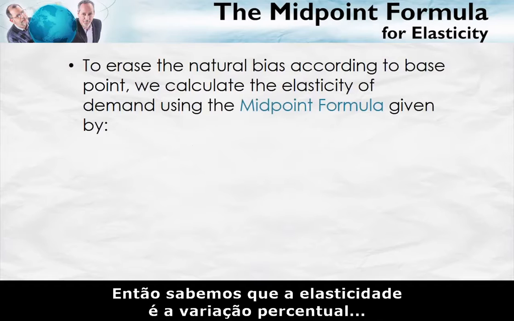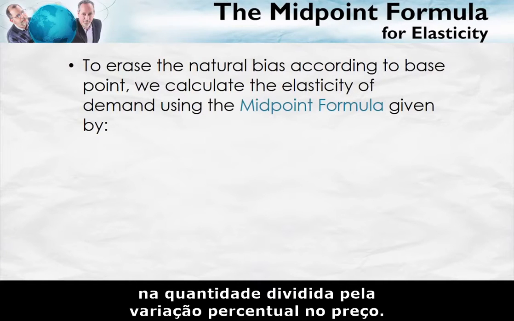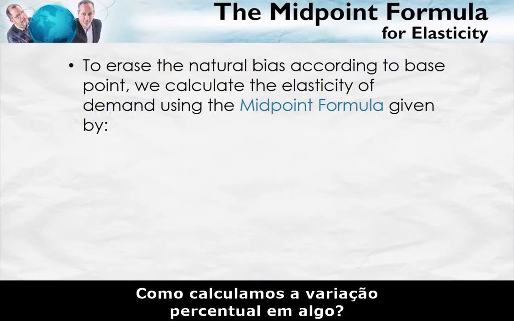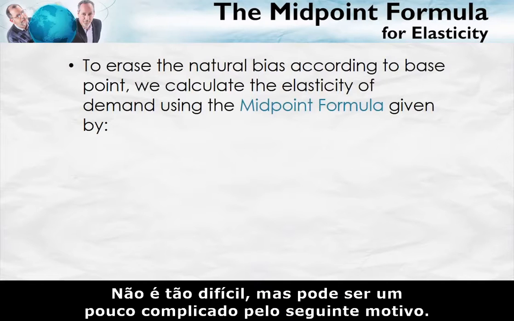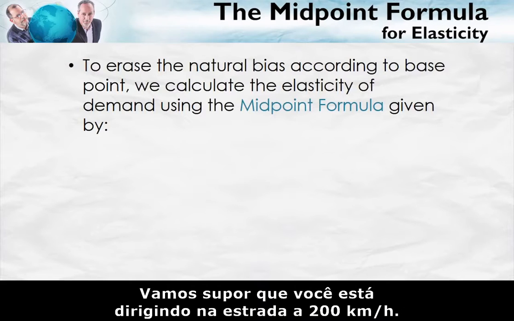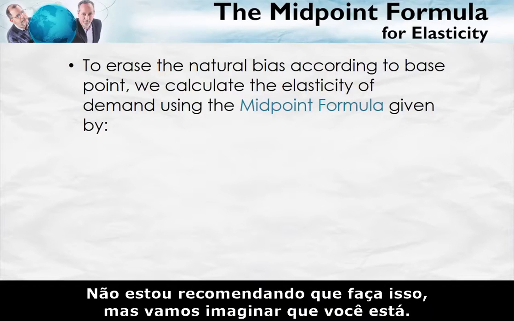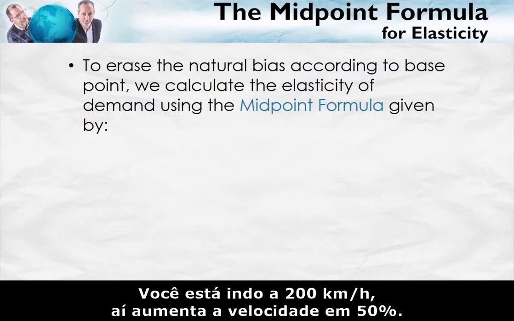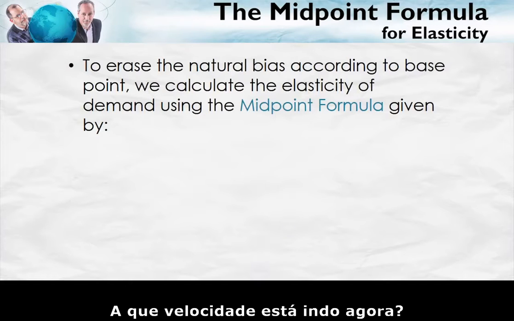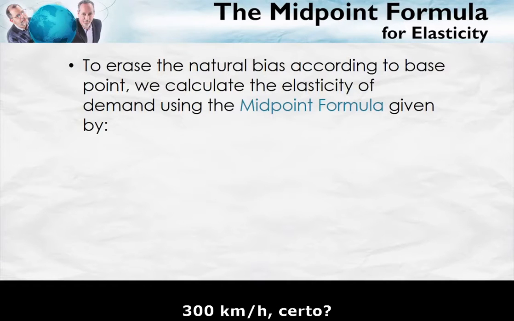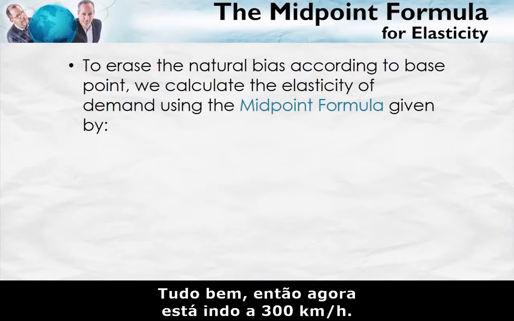So we know that elasticity is the percentage change in quantity divided by the percentage change in price. How do we calculate the percentage change in something? This is not so hard, but it can be a little bit tricky for the following reason. Let's suppose you're driving down the highway at 100 miles per hour. I don't recommend this, but let's just imagine that you are. You're going 100 miles per hour, and now you increase speed by 50%. How fast are you going? 150 miles per hour, right?